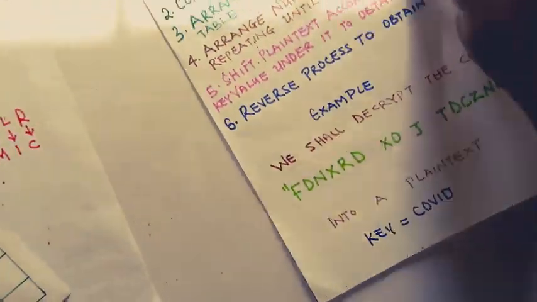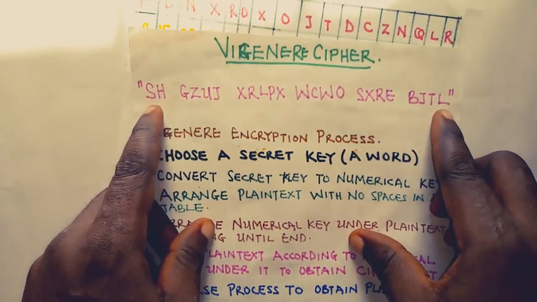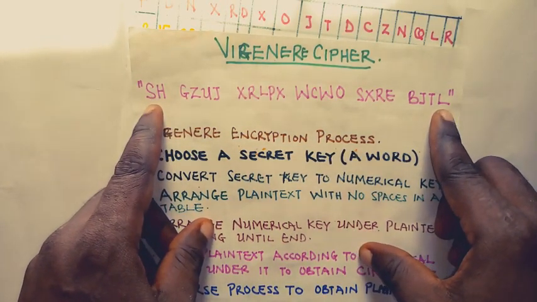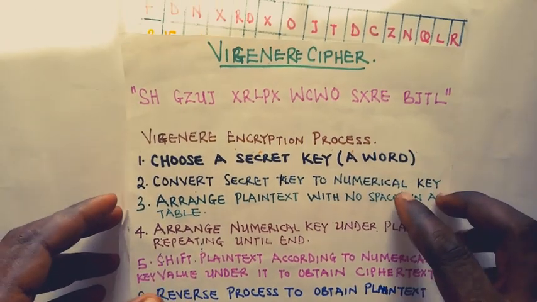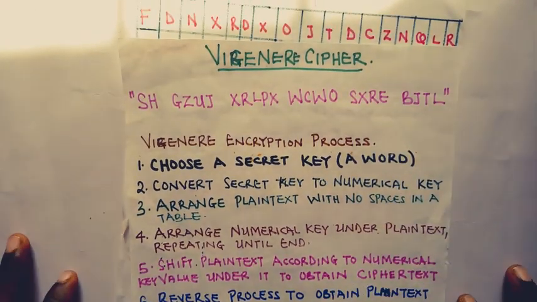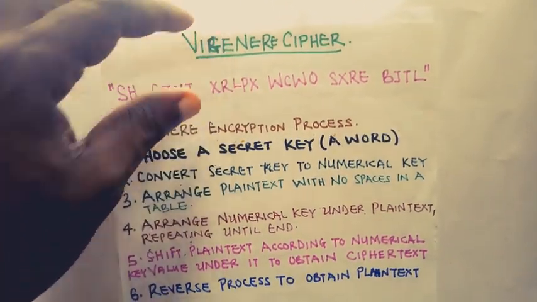Don't forget, this again is the ciphertext I want you to decrypt using the same process. Let's see what plain text you will obtain.